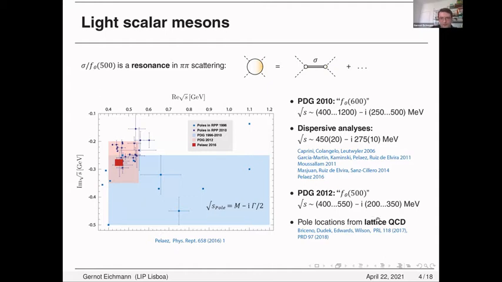And also lattice QCD has made substantial progress in determining the phase shifts from pi-pi scattering and pinning down the pole position in the complex plane. So this tells us that the sigma appears as a pole in pi-pi scattering, but what is its internal structure?